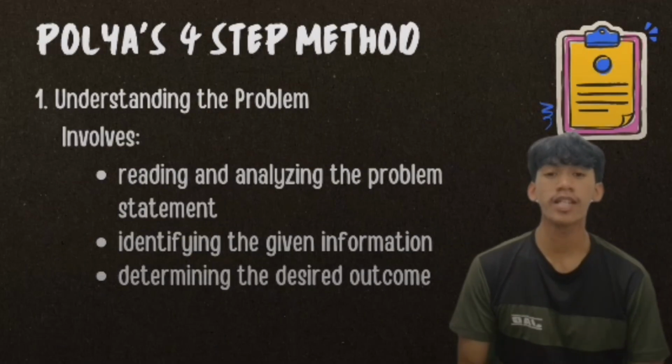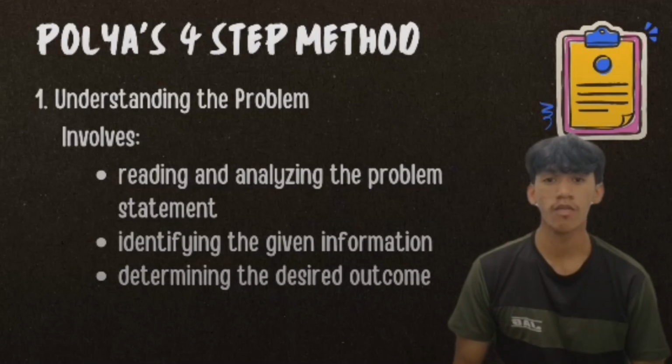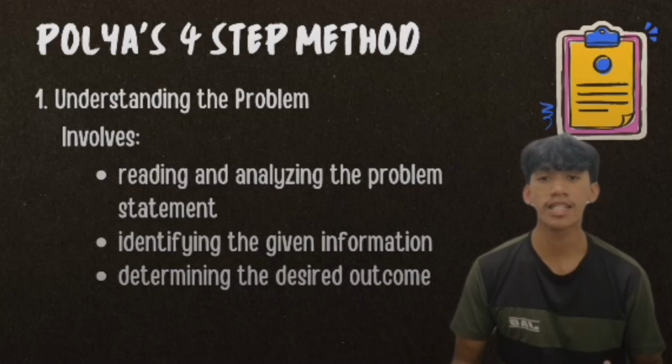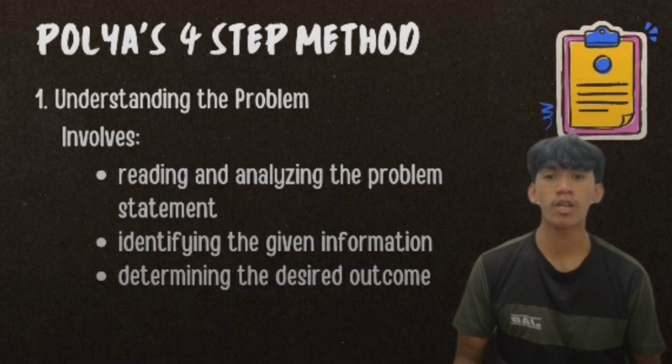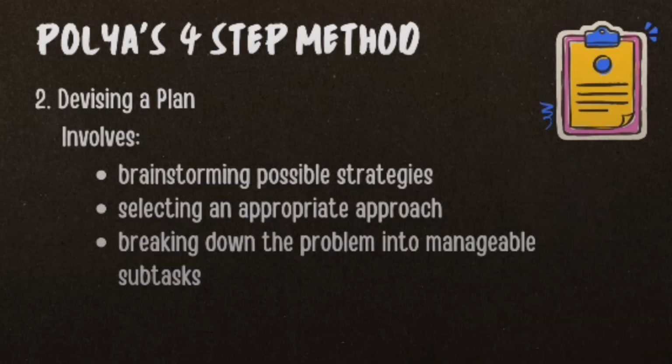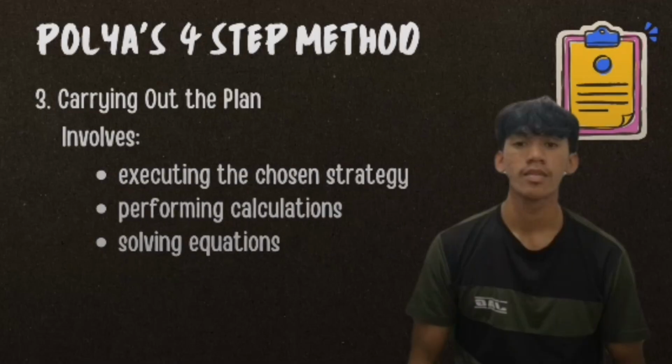The first step is understanding the problem. Before rushing to solve, we need to carefully read and analyze what is being asked. This is where we identify the knowns, the unknowns, and the conditions. If we don't fully understand the problem, the rest of the process will be shaky. Next, we move to devising a plan. This is where creativity and strategy come in. We think about what methods, formulas, or patterns might help us. Should we draw a diagram, make a table, recall a similar problem we solved before? At this stage, we are laying out possible strategies.